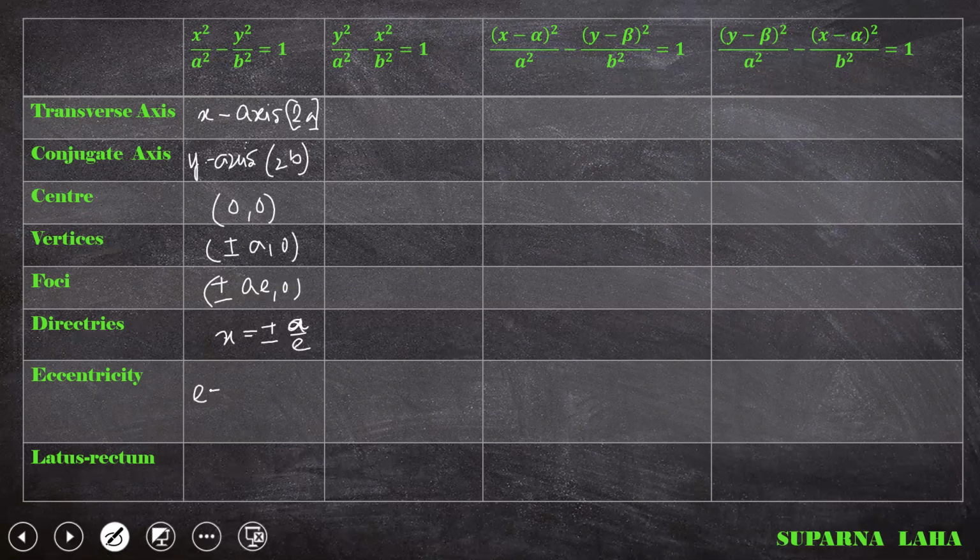Eccentricity, the value of e is under root 1 plus b square by a square, and the length of the latus rectum is 2b square by a units. Okay, now look at the second equation. If we just interchange the position of x and y, we can easily establish this equation. Now what is the difference between these first two equations?